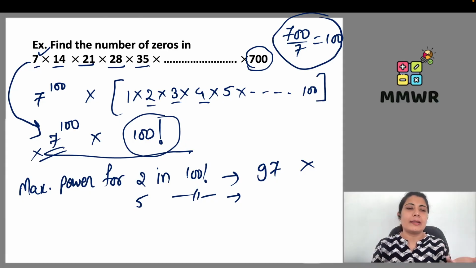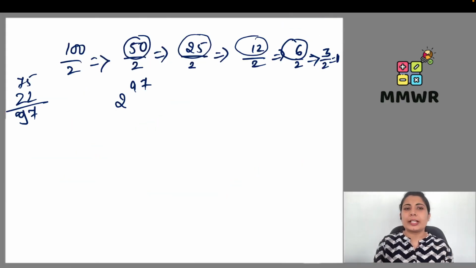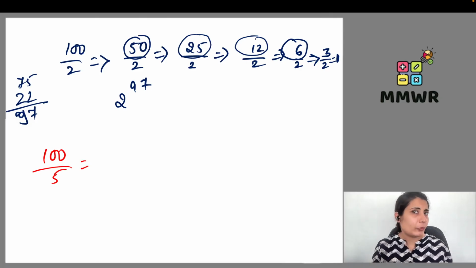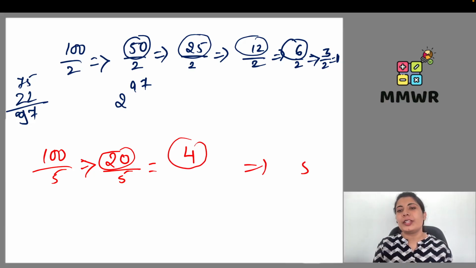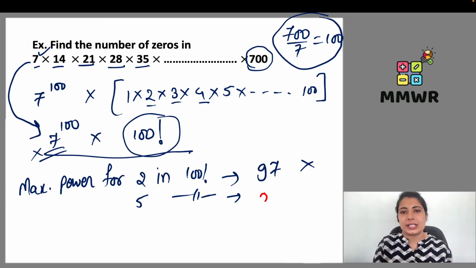In an exam, if it is an objective exam and you do not find the maximum power for 2, then also it's okay. You can directly find out the maximum power for 5. For that, we will divide the factorial we have by 5. So 5 twos are 10, we will be getting 20 as quotient. Again by 5, 4 times. Now 4 is not divisible by 5, 4 is smaller than 5. So 20 plus 4, 24, we are getting as the maximum power of 5.